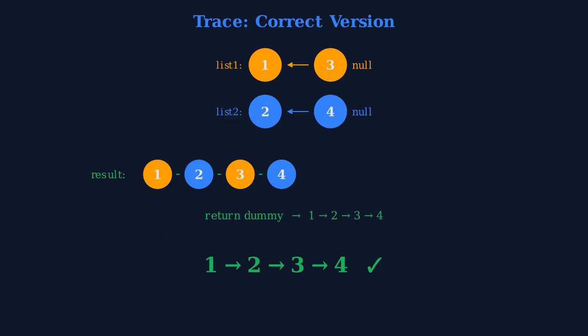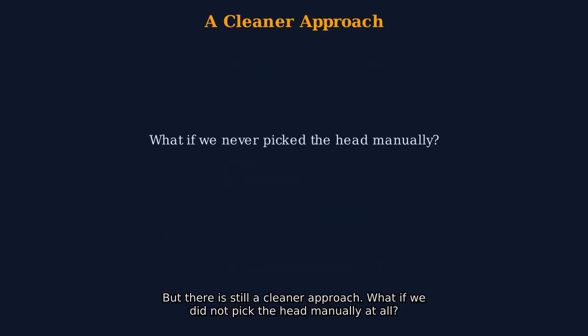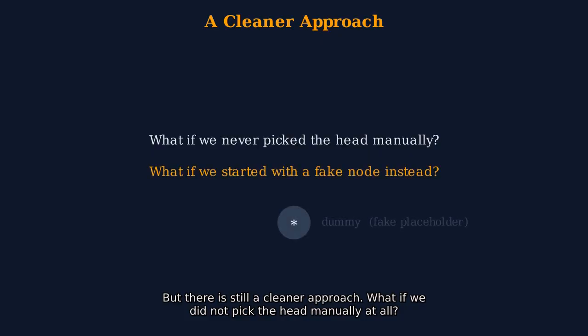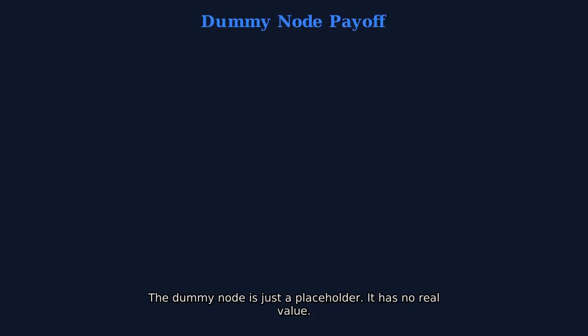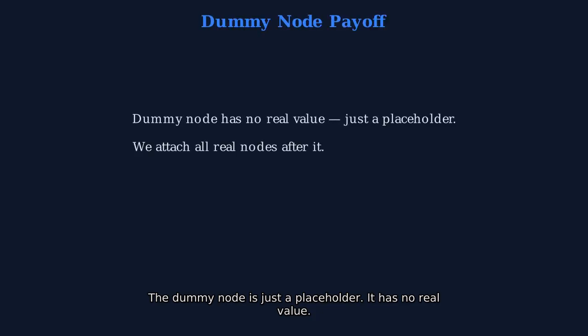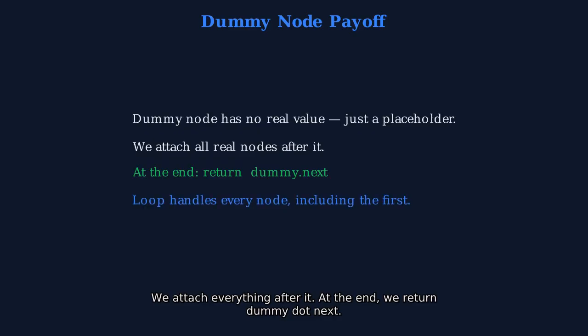Correct. But there is still a cleaner approach. What if we did not pick the head manually at all? What if we started with a fake node, a dummy node we create ourselves? The dummy node is just a placeholder. It has no real value. We attach everything after it. At the end, we return dummy.next.